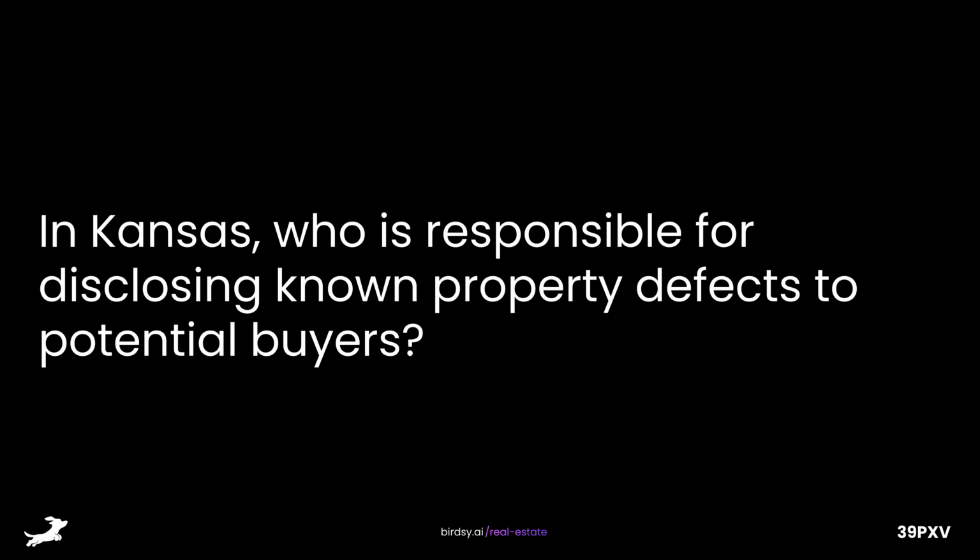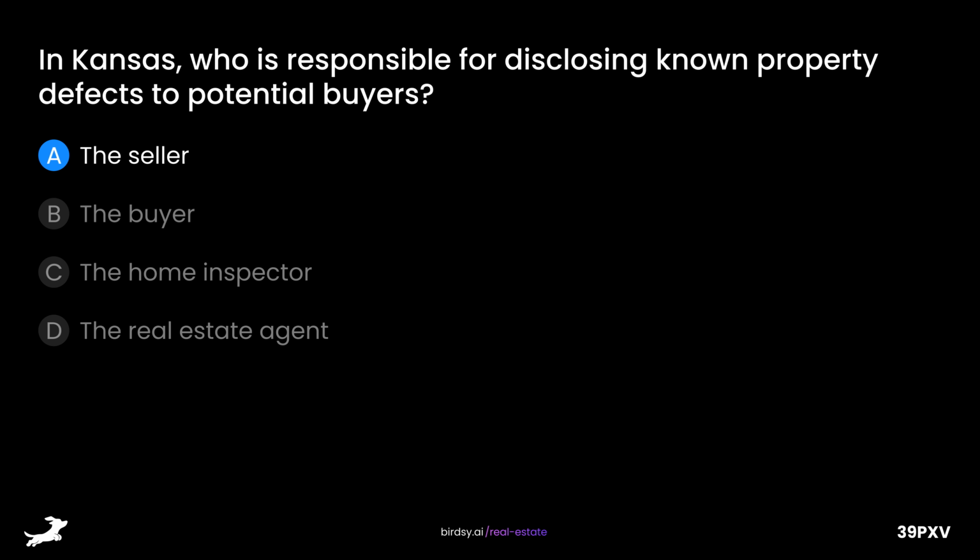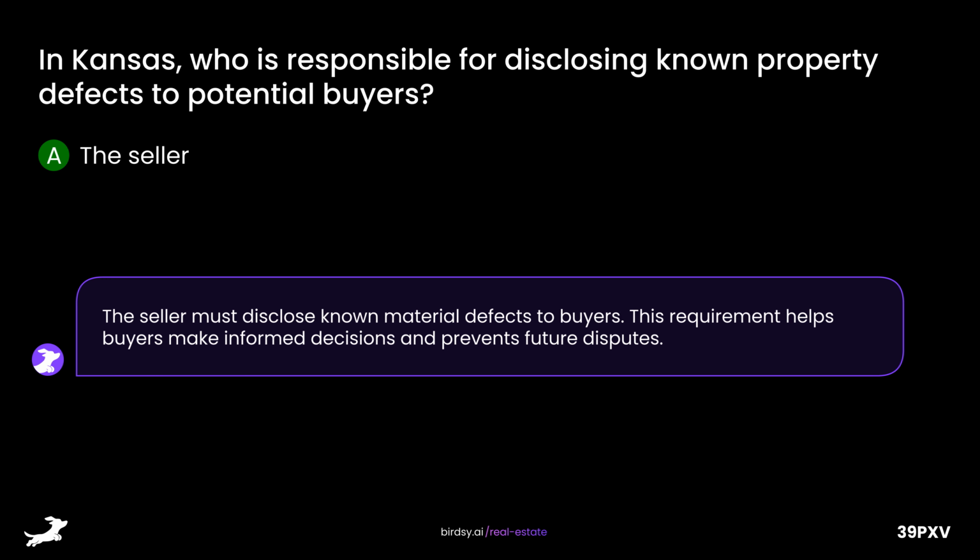In Kansas, who is responsible for disclosing known property defects to potential buyers? Is it A, the seller, B, the buyer, C, the home inspector, or D, the real estate agent? The answer is A, the seller. The seller must disclose known material defects to buyers. This requirement helps buyers make informed decisions and prevents future disputes.